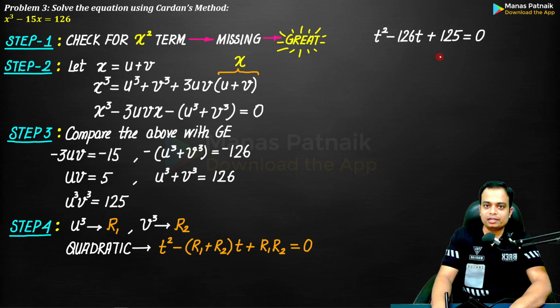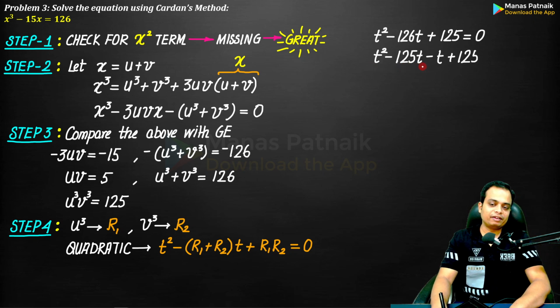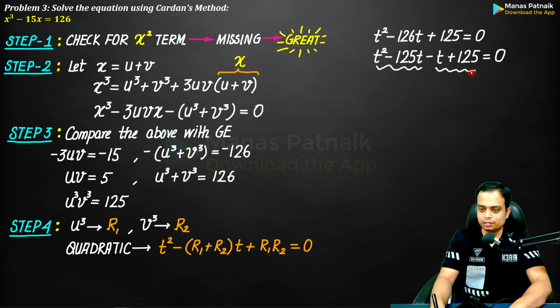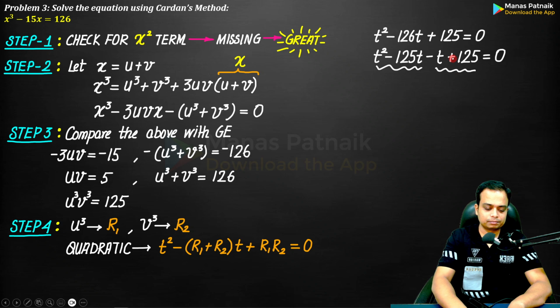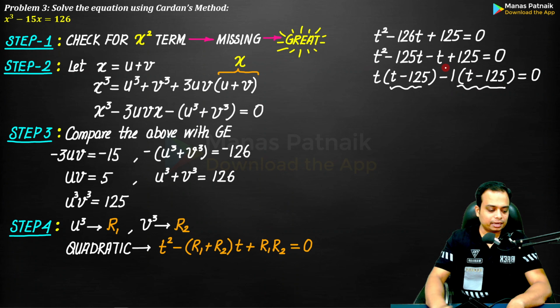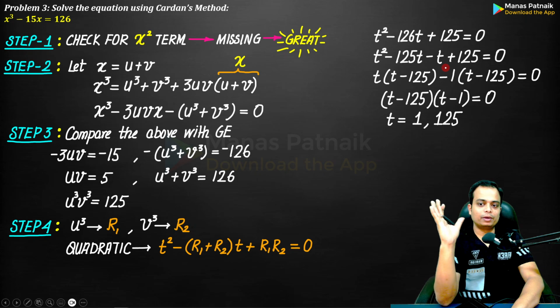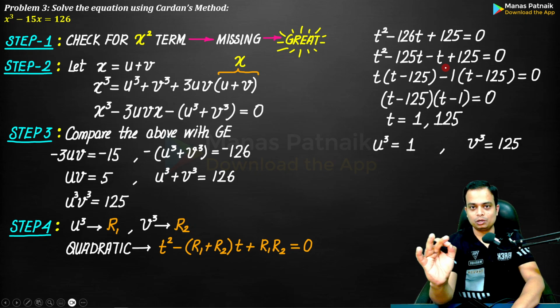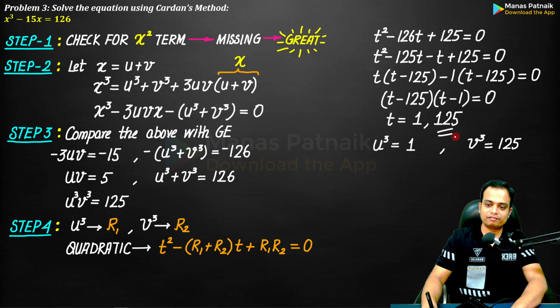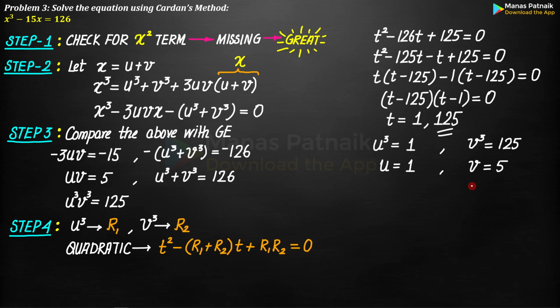Done. 126 can be split up into 125 and 1. So t square minus 125t minus t. Take t as common, and in between these two terms you can take negative 1 as common. Take t minus 125 as common, and by the way, this is what you are going to have. Two roots, 1 comma 125. That means u cube is equal to 1 and v cube is equal to 125. Take the cube root. u is going to be equal to 1 and v is going to be equal to 5. Done sir. So far so good.